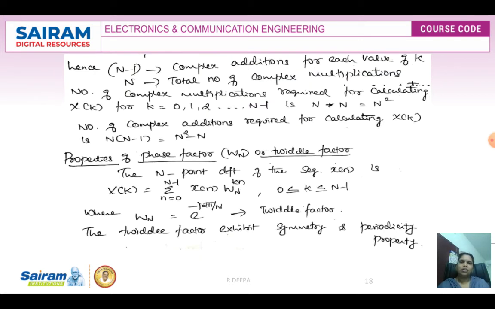Overall, if you observe, there will be N minus 1 complex additions for each value of k and N number of complex multiplications if we go with the normal DFT computation. This seems to be very high if N is large. So what I am going to do is make use of the FFT algorithm, where the number of complex multiplications will get reduced to N square, and in the same way the number of complex additions will also be reduced to N square minus N.